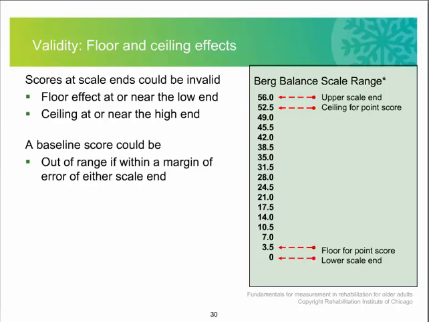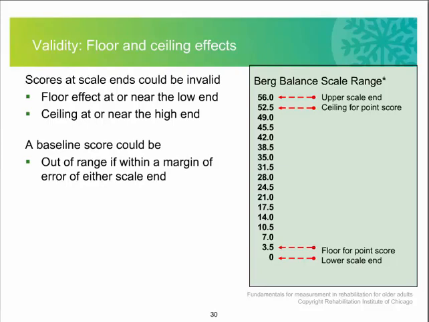Scale range is an important aspect of valid measurement. Ideally, we want scores that will fall within the mid-range of the scale. Scores that fall near the low or high ends of the scale, which are also called the floor and ceiling, may not represent valid measurements for a patient. An observed score that is within the margin of error of the ceiling may represent a true score that is actually above the scale end.